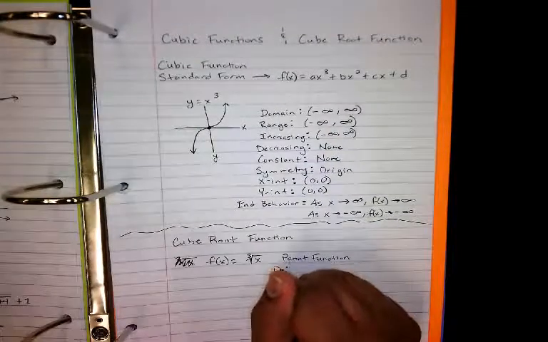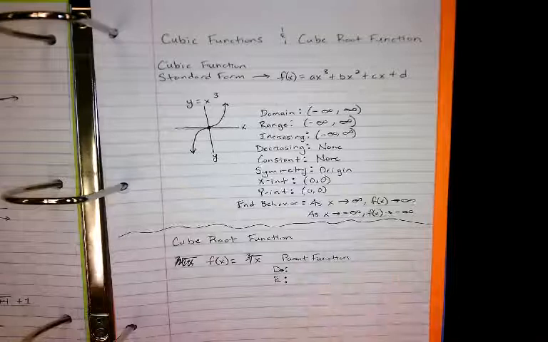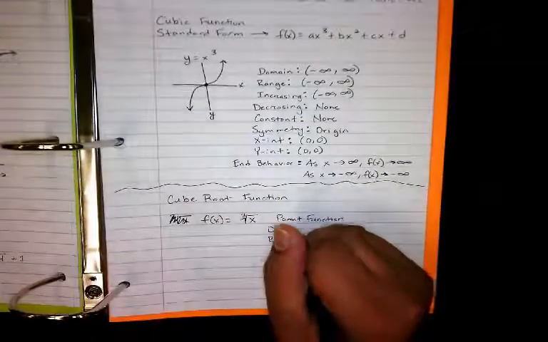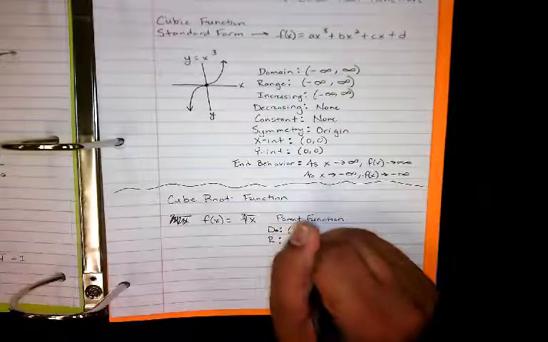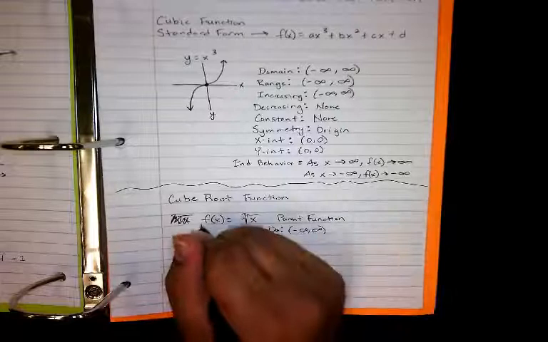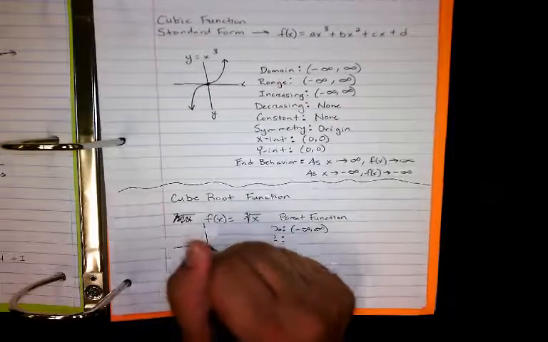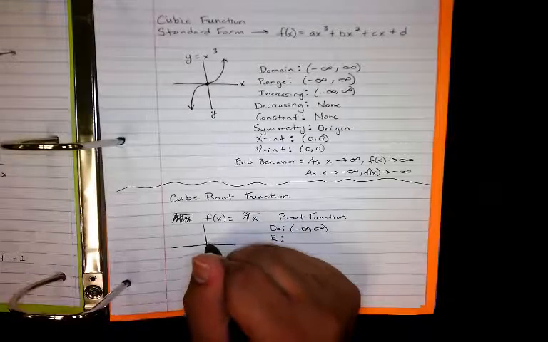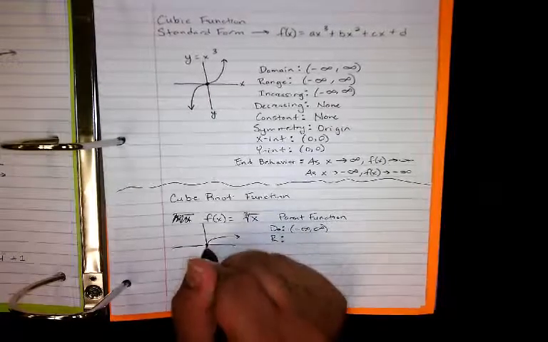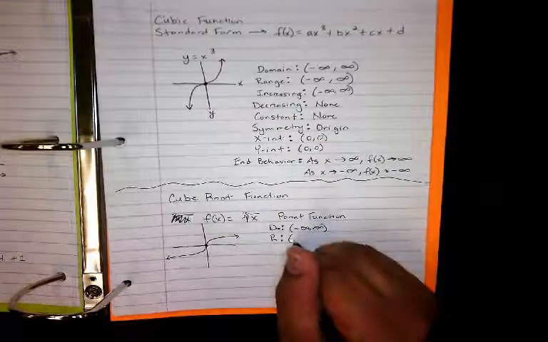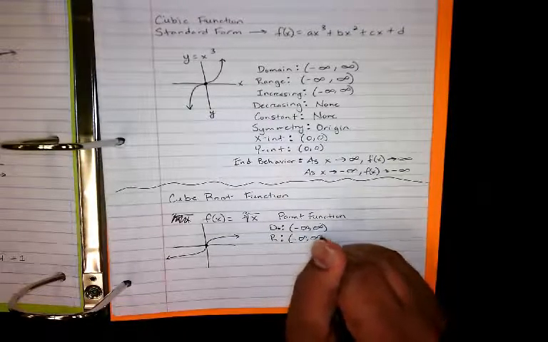I'm going to put domain and range. Just use the letters. Domain and range. Okay, is just, again, negative infinity to infinity. I'm going to draw the graph so you can see it. Okay, the cube root goes to the origin. Remember, it's like an S. Okay, domain and range, negative infinity to infinity.